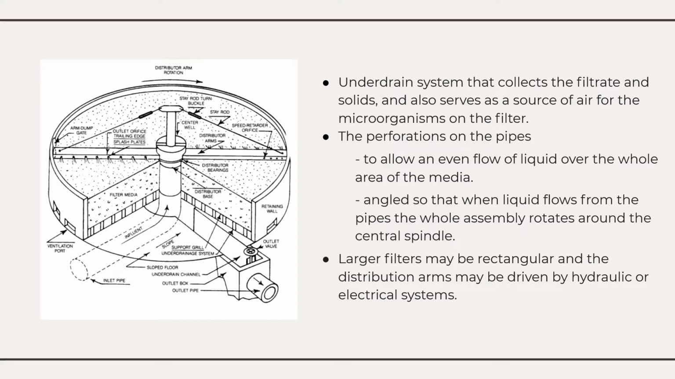A trickling filter has an underdrain system that collects the filtrate and solids and also serves as a source of air for the microorganisms on the filter. The perforations on the pipes are designed to allow an even flow of liquid over the whole area of the media and are also angled so that when liquid flows from the pipes, the whole assembly rotates around the central spindle. Larger filters may be rectangular and the distribution arms may be driven by a hydraulic or electrical system, while the smaller ones often use a tipping bucket device.